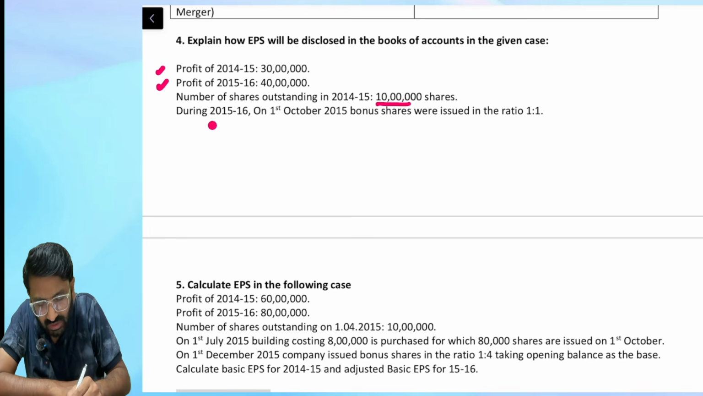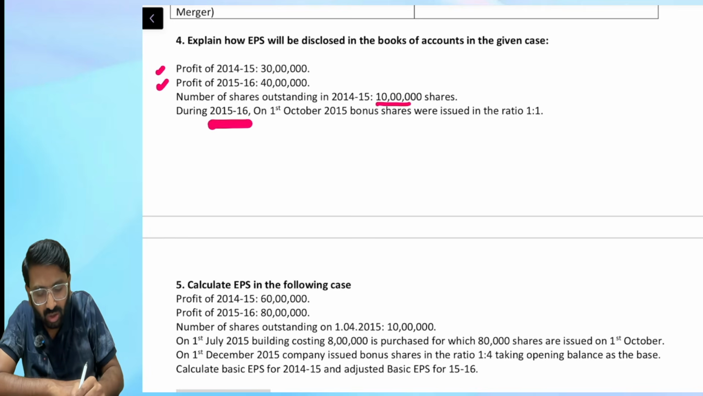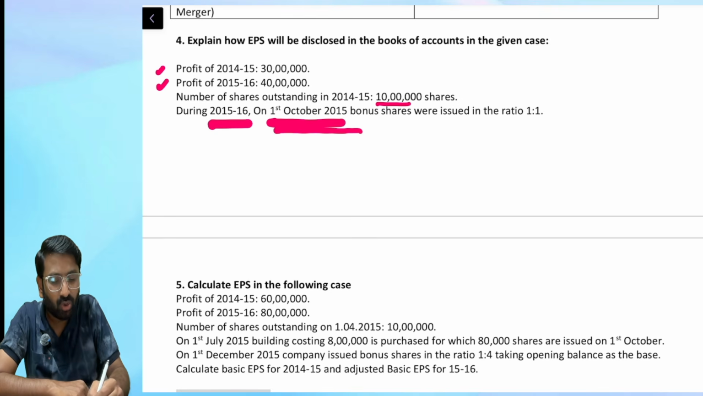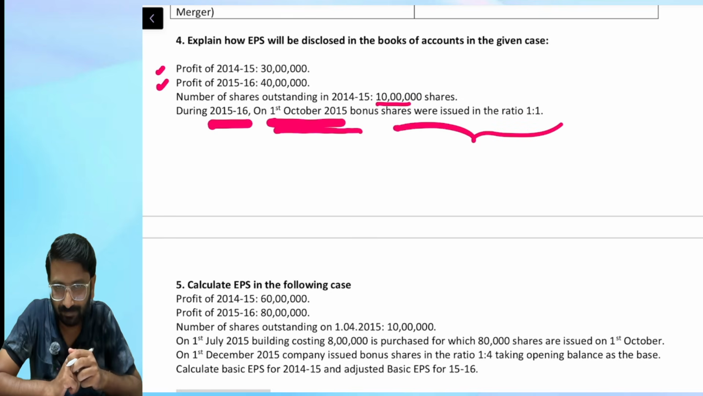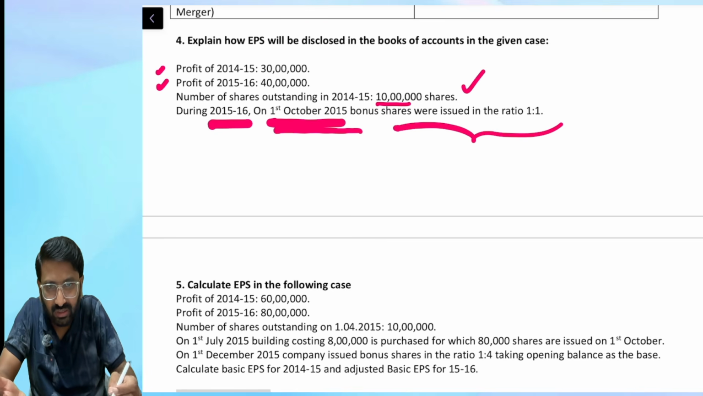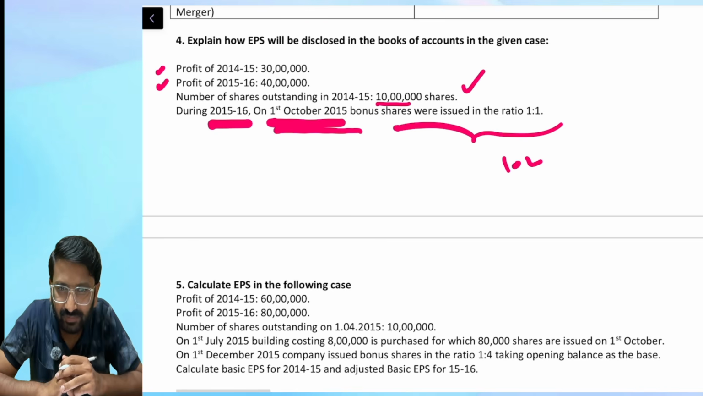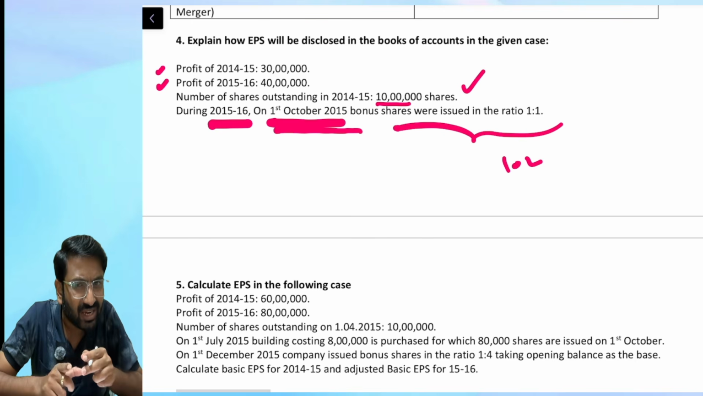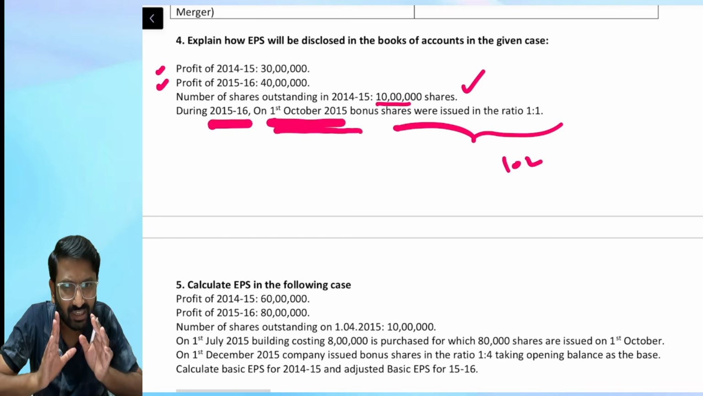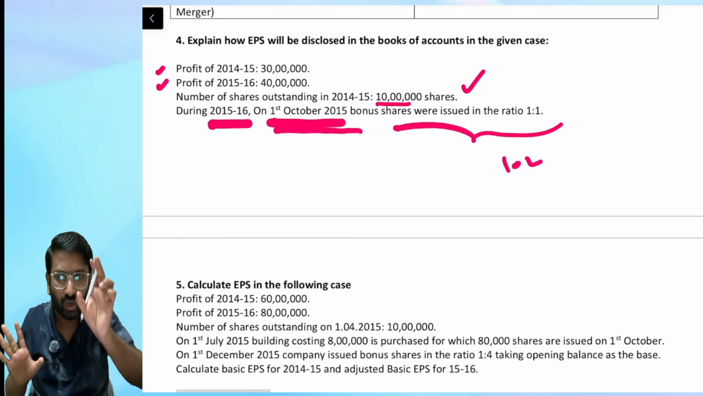During 15-16, that is in the current year, on 1st October 15, can I say exactly in the middle of the year, bonus shares were given in the ratio of 1:1. So can I say if 10 lakh shares are there, bonus also will be 10 lakh shares. Okay. And that 10 lakh shares, when are they issued? Exactly in the middle of the year. Now calculate EPS. It's a very important discussion. You have to focus carefully.